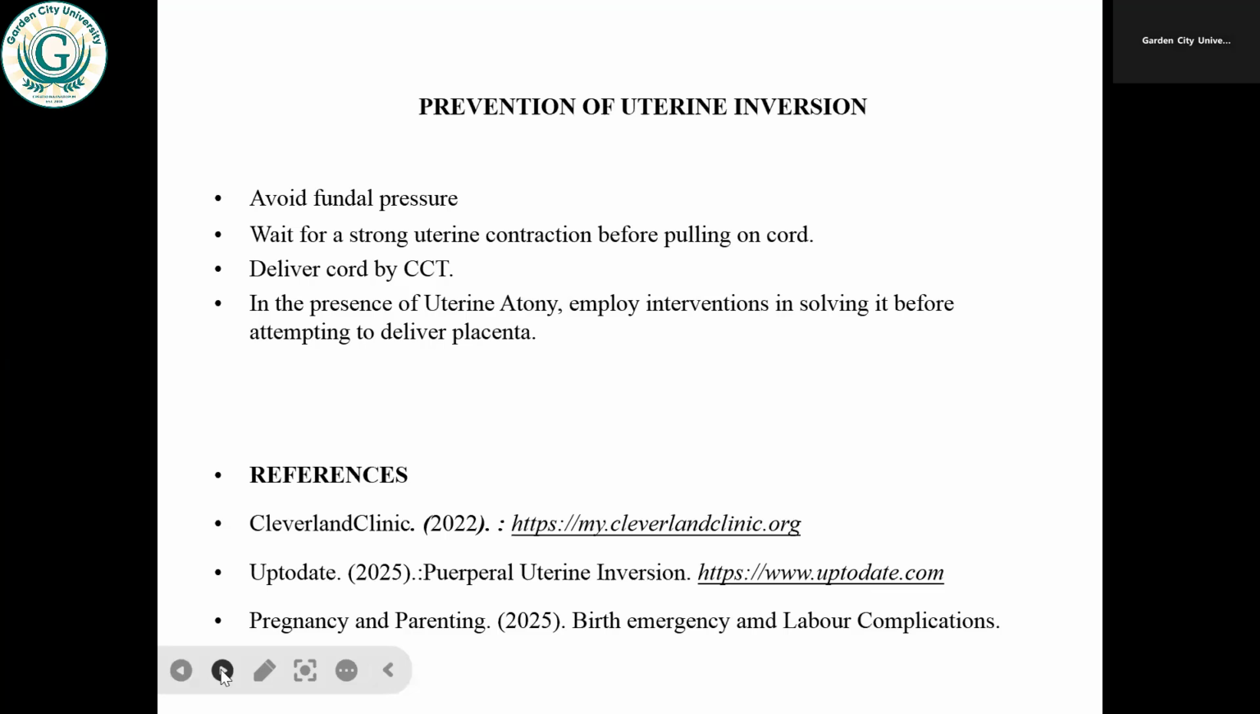Then lastly, in the presence of uterine atony, you employ interventions in solving it before attempting to deliver the placenta. If not, the fundal portion will invert together with the placenta.